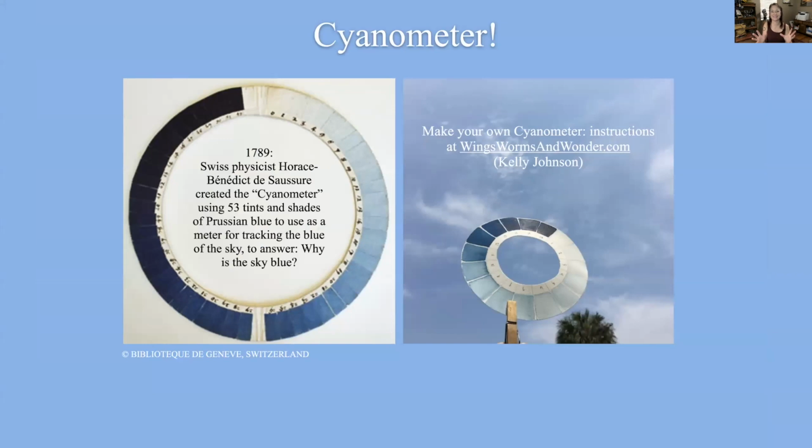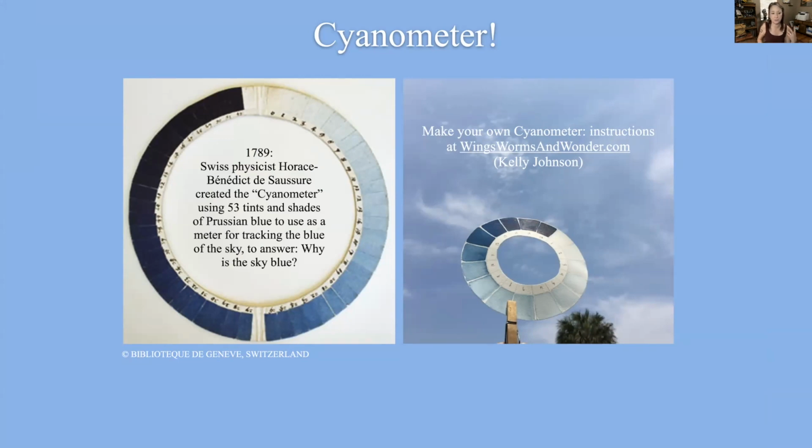And then I had to throw this in, right? I just forgot who sent it to me. I hope you're on the workshop. One of our attendees said he had just discovered the cyanometer. And I did some research, and it was in 1789, Horace Benedict de Saussure created the cyanometer, cyan being blue, using 53 tints and shades of Prussian blue.